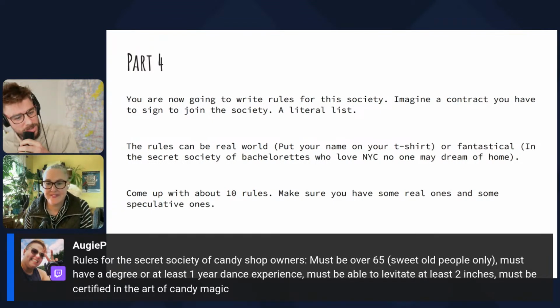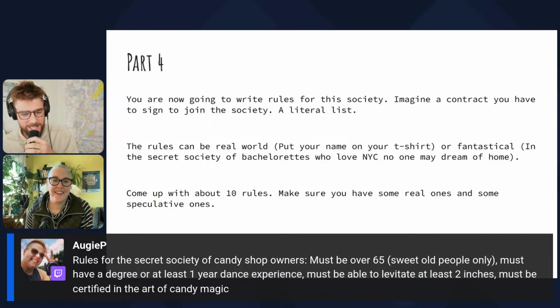Augie, rules for the secret society of candy shop owners. Must be over 65. Sweet old people only. Must have a degree or at least 1 year of dance experience. Must be able to levitate at least 2 inches. Must be certified in the art of candy magic. This is a society I want to hang out in. This is amazing. Great. Okay, we've got these rules.